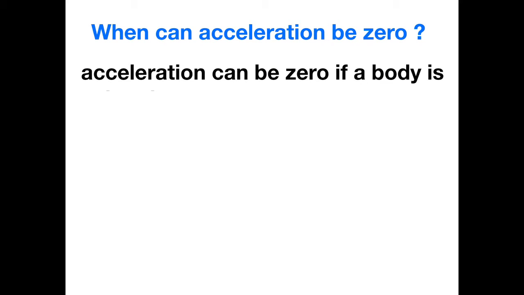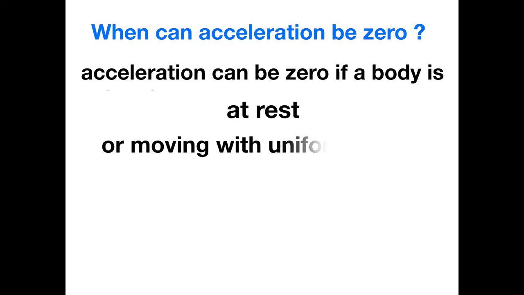Acceleration can be zero if a body is at rest. If a body is absolutely at rest, you can say that acceleration is zero. Or if the body is moving with uniform velocity. We've learned that acceleration is change in velocity per unit time, so if there is no change in velocity, then you can say that acceleration is zero.